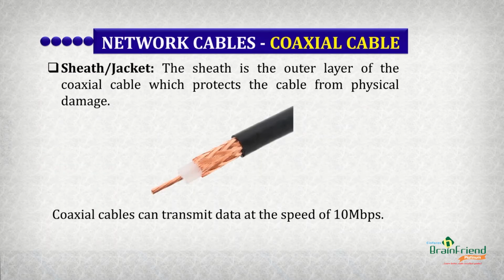And finally, we have the sheath, which is also known as the jacket. It is the outer layer of the coaxial cable, and it protects the cable from physical damage. From this image, this is the jacket. Coaxial cables transmit data at the speed of 10 megabits per second.